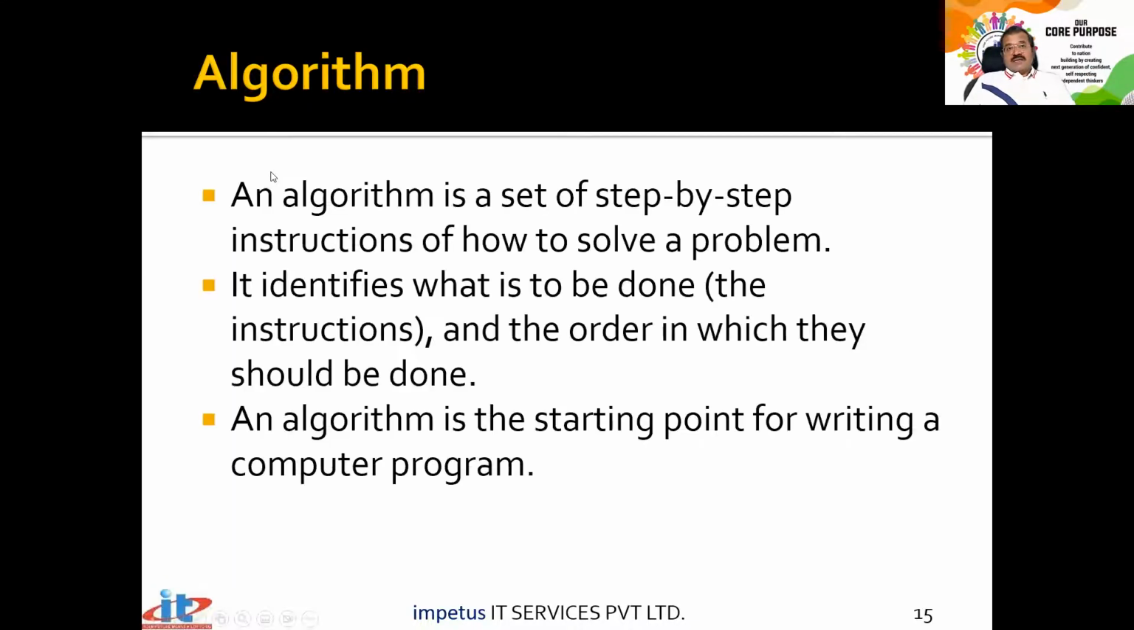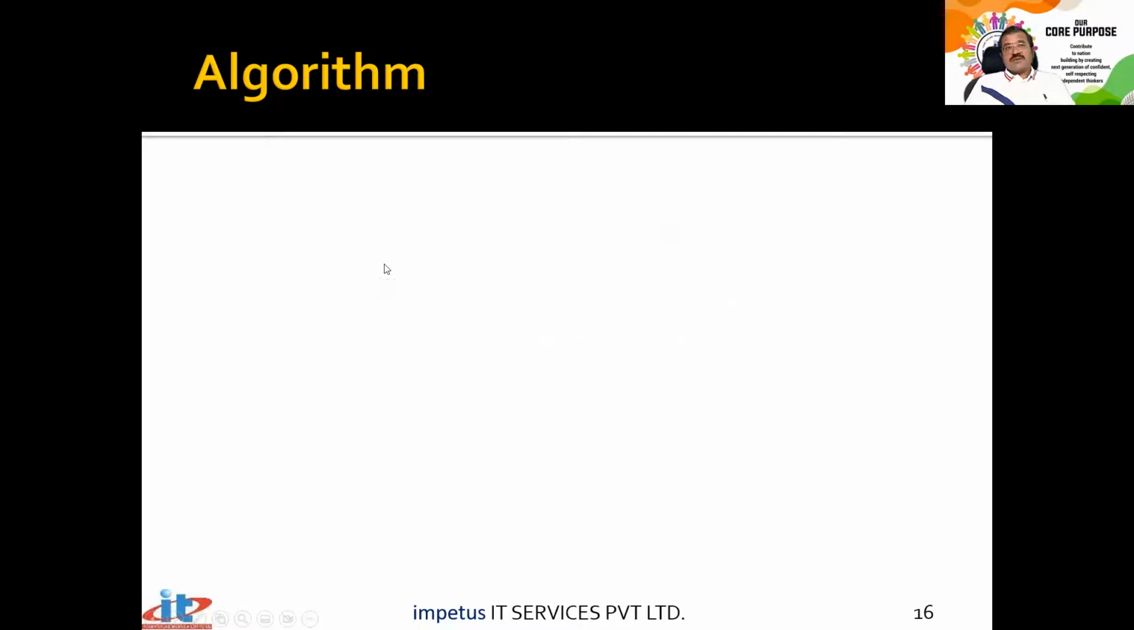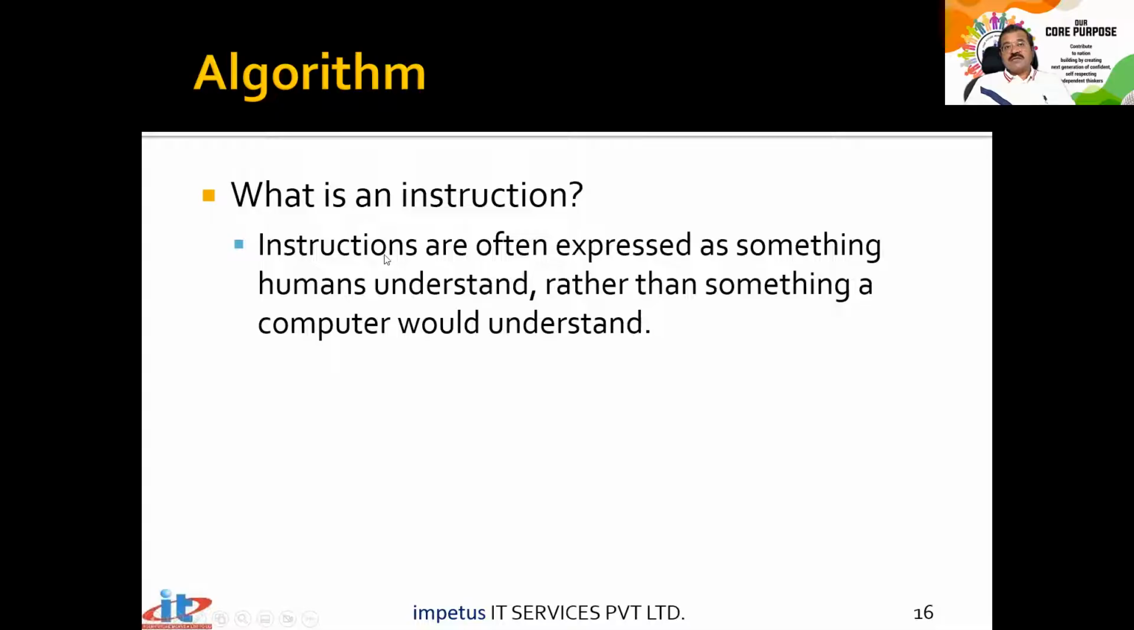So algorithm, we said, is step-by-step instructions. So what exactly do you mean by instruction? Instructions are often expressed as something humans understand rather than something computers will understand. That means I'll say I'll read the data, I'll print the result, I'll add the values. When I say print the result or accept the data, that's not something the computer will understand. To make it understand, you'll use the appropriate command from your programming language. That's okay. But in algorithm, I'll only say I'll read the data.